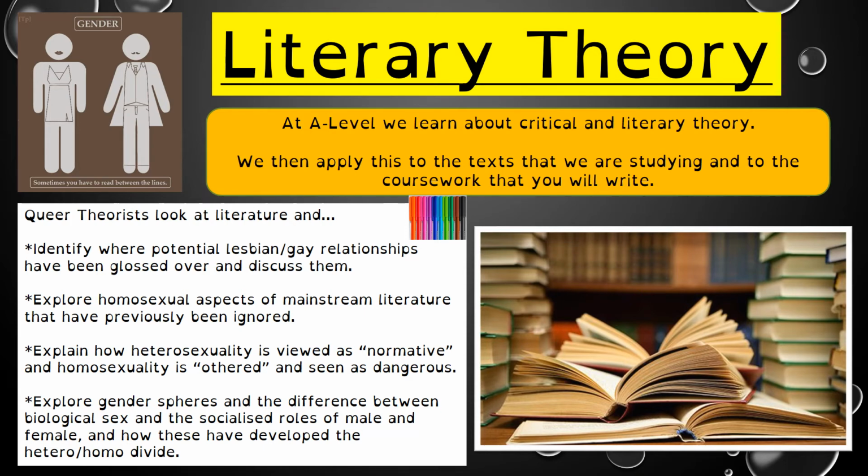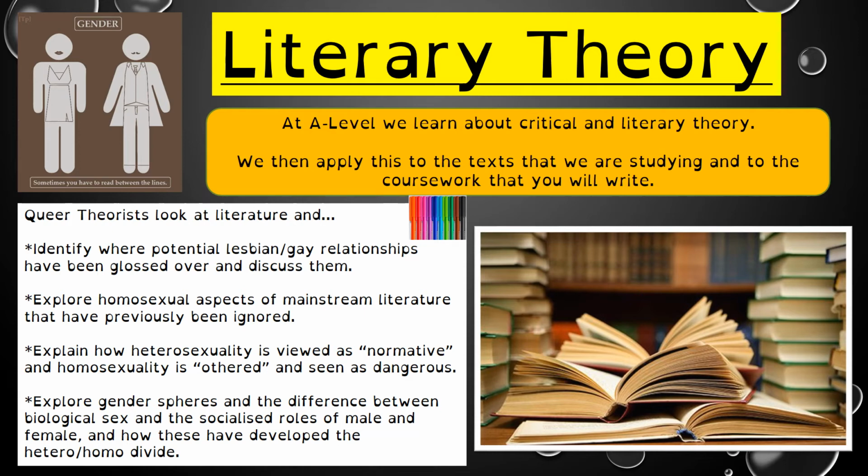So a queer theorist will look at a piece of literature and they might try and do some of the following things. So they might try and identify where there might be potential lesbian or gay relationships that have been glossed over, that have been ignored, and a queer theorist would try to spot those and try and unpick them and discuss them. They might try to explore homosexual aspects of mainstream literature that have previously been ignored. So books that have been around for a long, long time that nobody has ever picked up and thought about the fact that there might be an underlying homosexual relationship or aspect there.